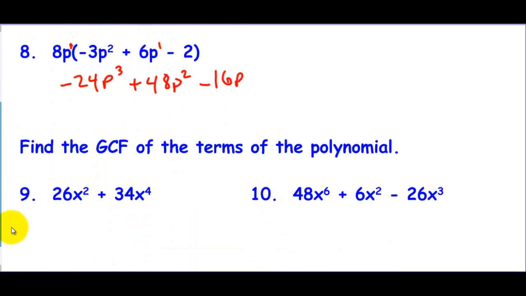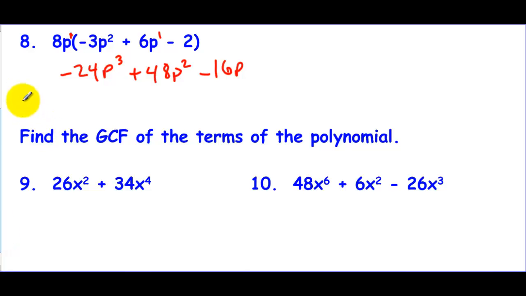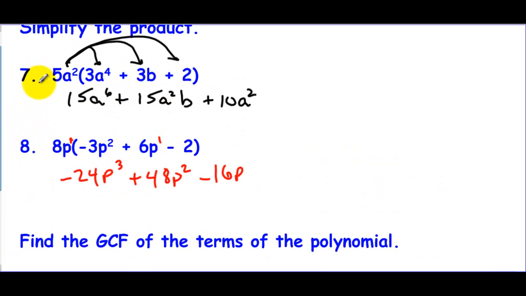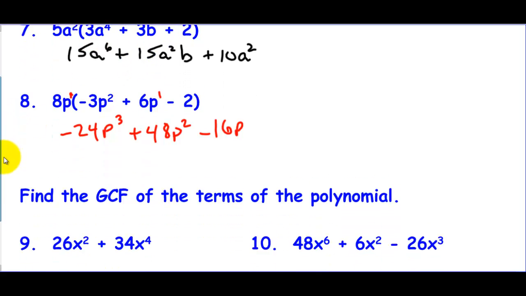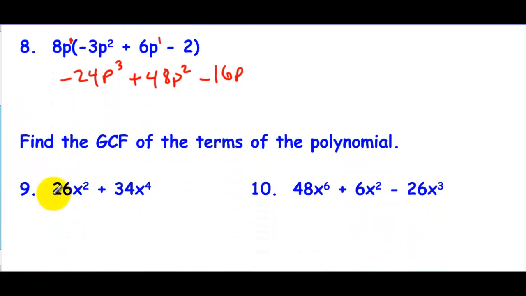Okay? Problem 9 and 10 are doing the opposite of what we just did. Up here, I gave you a monomial and we multiplied it by a polynomial. Down here, when I ask you to find the GCF, I'm saying I distributed something to get this. What is that something? So your job is to tell me what is the common factor of these numbers and how many of the variables do they share that I can remove.